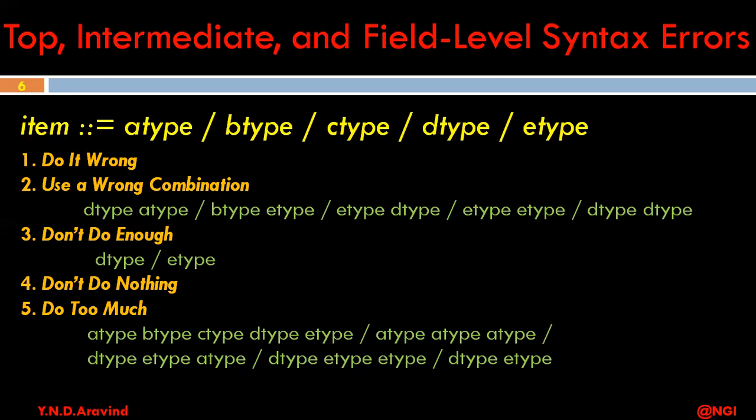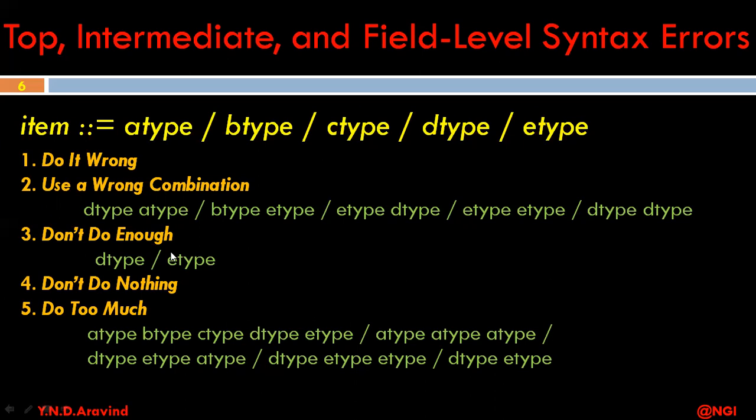Second, use a wrong combination. The last element is a combination of two other elements of a specific order. That is, we are messing up the order and combining the wrong things: D type, A type, B type, E type, E type, D type, E type, E type, D type, D type.